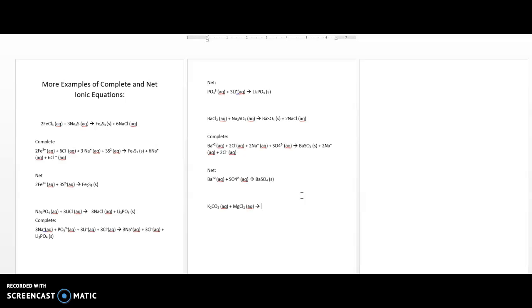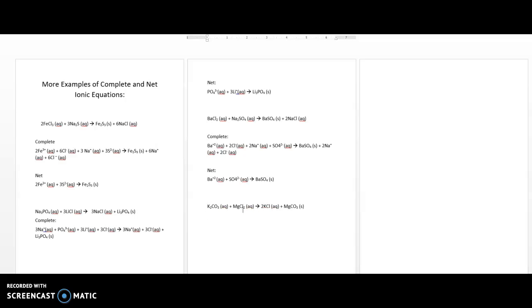So this is going to make the products KCl, which is soluble, and magnesium carbonate, which is insoluble. All right, magnesium carbonate is a white powder. It's similar to chalk. Okay, so now the complete ionic equation will look like this. Wait, first we check to see if it's balanced, which it is not.